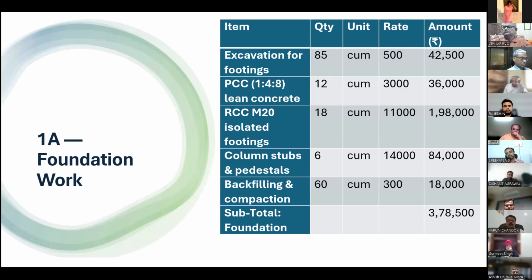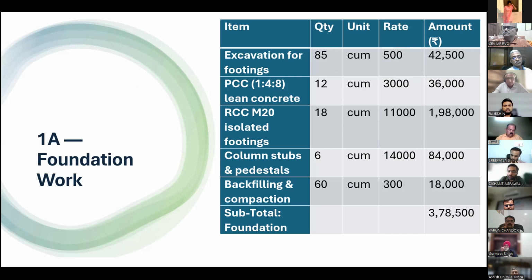In the detailed estimate, you may use in to in or out to out method, or you can use center line method. Mostly we will be using center line method while calculating the different items. We are just taking the items. For example, excavation for footings. Quantity comes out to be 85, unit is cubic meter, rate 500. So value 85 into 500, 42,500.